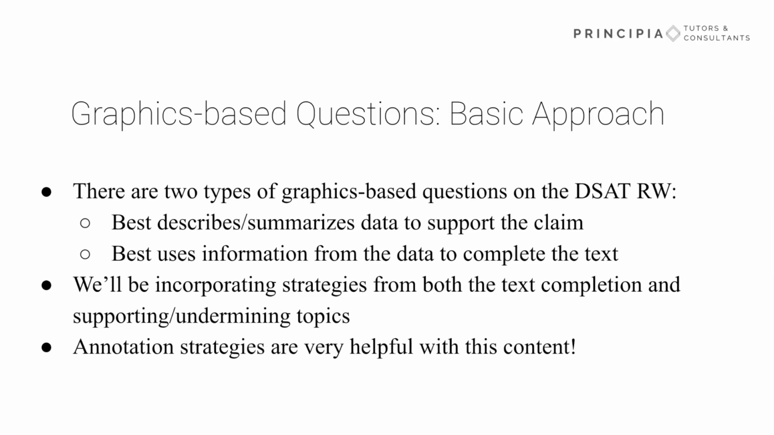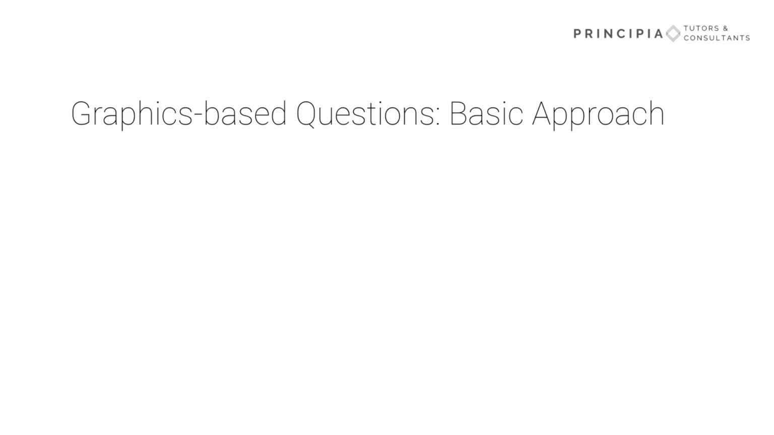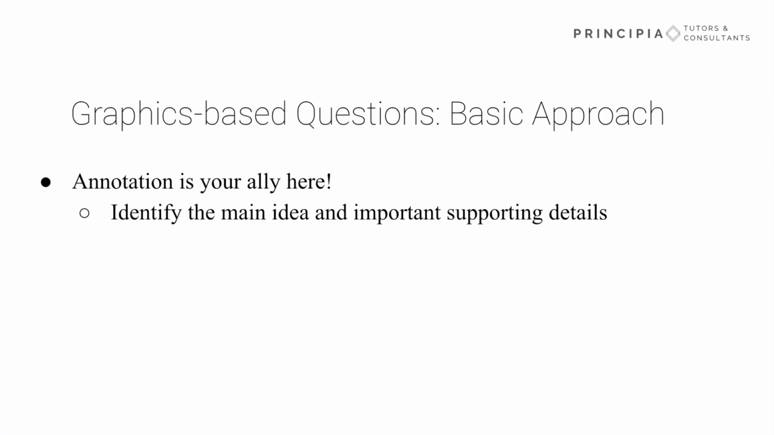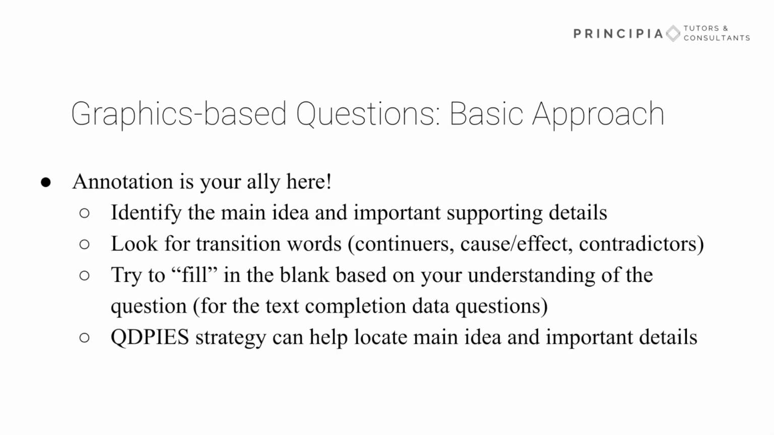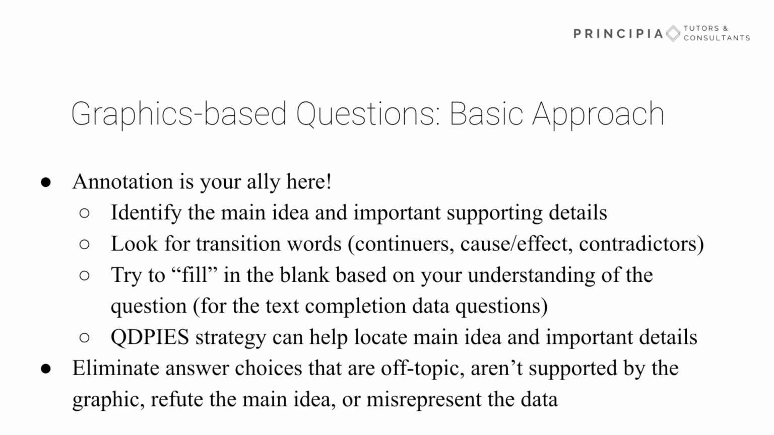And remember, annotation strategies are very helpful with this. So when we're annotating, we want to apply a cutie pie strategy after we've identified the main idea, supporting details, look for transition words, and fill in the blank based on our understanding of the question. That's going to be especially useful for text completion. And if you haven't come across a cutie pie strategy, or if you just need a refresher, we'll go over that shortly. And last but not least, once you've applied all the annotations, make sure you eliminate your answer choices. Anything that's off topic, not supported by your graphics, refutes the main idea, or misinterprets or misrepresents the data should be immediately eliminated.